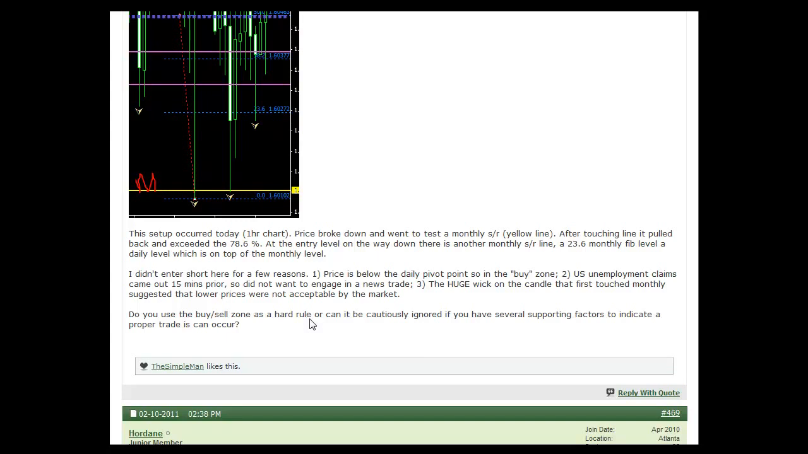Okay, do you use buy and sell zones as a hard rule, or can it be cautiously ignored if you have several supporting factors to indicate a proper trade?